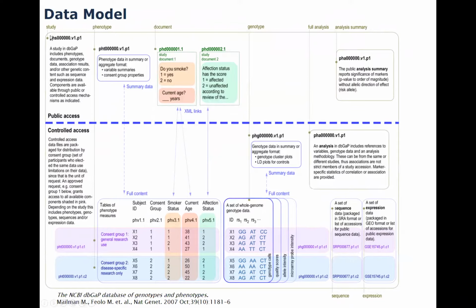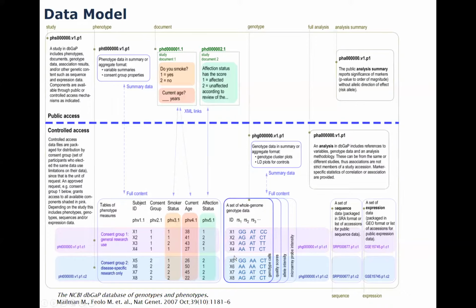The study itself is labeled with a PHS number. We also accession and version each column of data. So here we have a column of data that's the smoker status, and it gets its own accession. There's another column of data for current age, and that gets an accession, and so on.